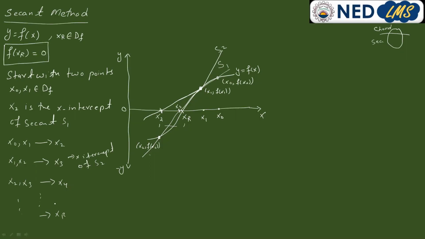So instead of tangent, we are drawing secant. As for secant, we need 2 points. So to start this method, we need 2 points. And the sequence is quite simple. Start with x0, x1, get x2, discard x0, use x1, x2, get x3, discard x1, use x2, x3, get x4, discard x2, and so on.